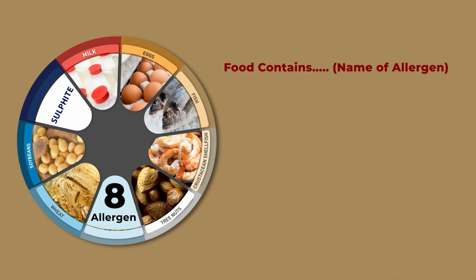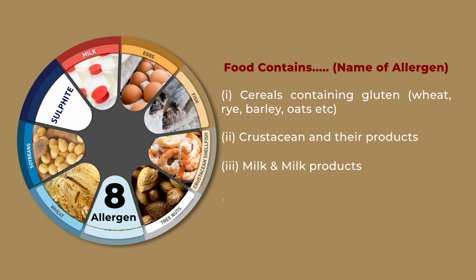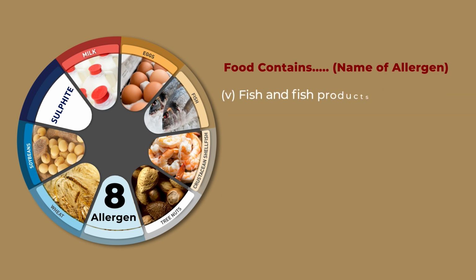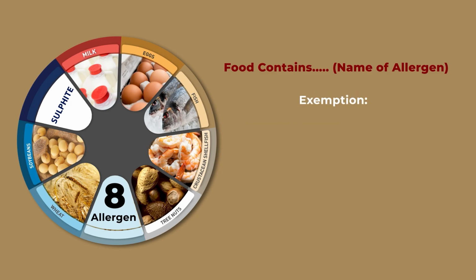Allergen groups are cereals which contain gluten, for example wheat, rye, barley, oats, etc. Also crustaceans and their products, milk and milk products, eggs and egg products, fish and fish products, peanuts, tree nuts, soybeans and their products, and if sulphite is used in a concentration of more than 10 milligram per kg, then it has to be mentioned as a food allergen. But there is an exemption also.